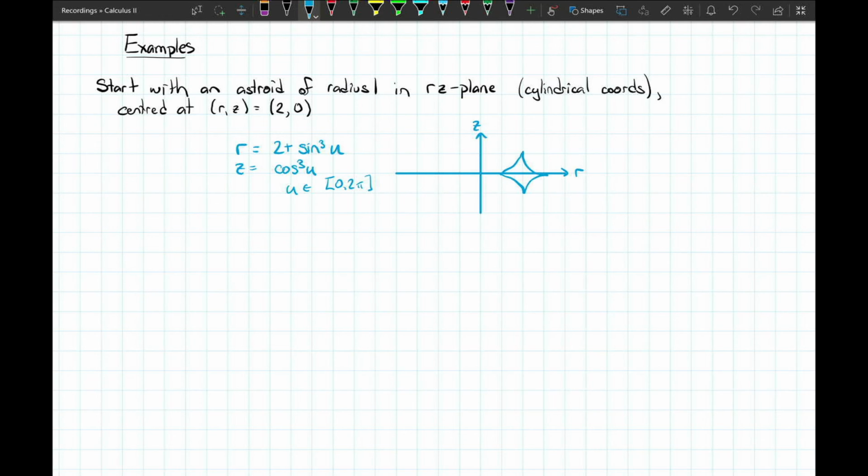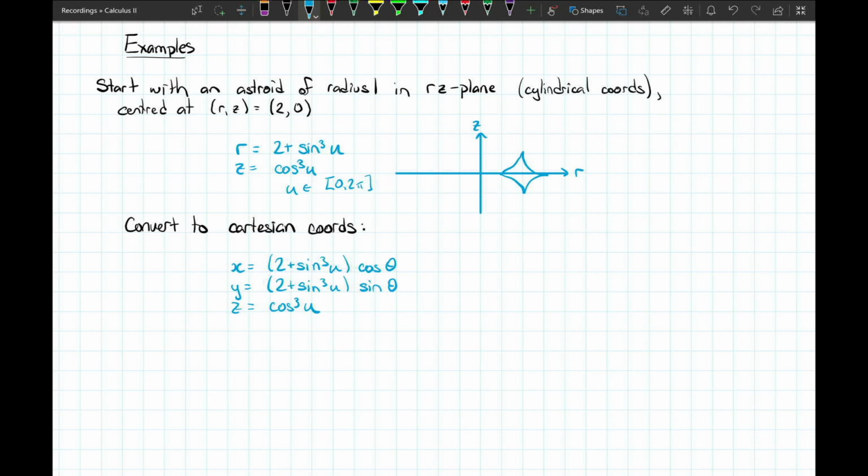Something like that. Now, to make this an interesting surface, I'm just going to take that and convert to x, y, z Cartesian coordinates. And that's going to get me an extra parameter, theta. All right, so that gets us our x equals (2 plus sine cubed u) cosine theta, y equals (2 plus sine cubed u) sine theta, and z equals cosine cubed u. Now, thinking about our parameter domain, we're going to continue to let u go from 0 to 2 pi. But since we're converting from our cylindrical coordinates to Cartesian coordinates, we should also have our theta go from 0 to 2 pi. So this would be 0 to 2 pi squared.